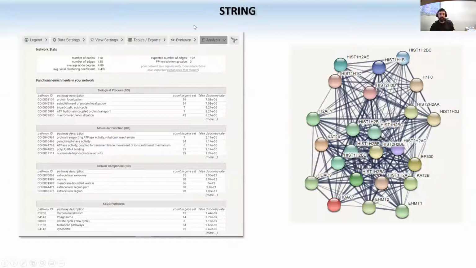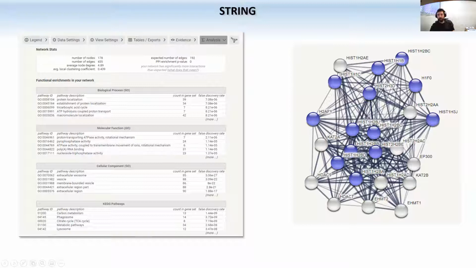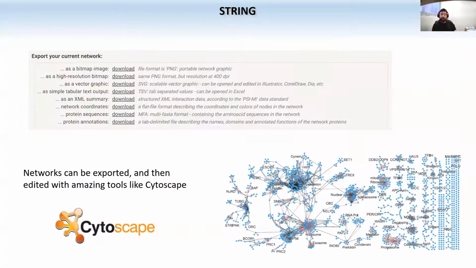On the String website, it also gives you some information about, for example, the functions of these proteins. If you click on any of these properties, it colors your network depending on what you click on. Although keep in mind that those functions are enriched compared to a background, where the background is the entire proteome, right? So it's not specific for the type of cell you're working on. And then this is just a button to export.